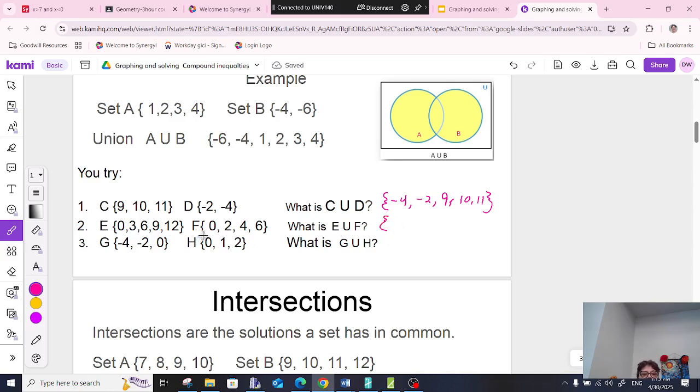What's the smallest number? 0. Do I write 2 zeros? Just 1 zero, right? Even though I have a 0 here and a 0 here, the union, I only write one of them. And then I go to 2, and then what? 3, 4, 6, and 12. And again, there were 2 6s, but I only wrote them once.